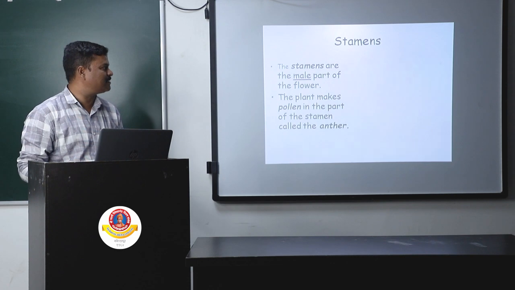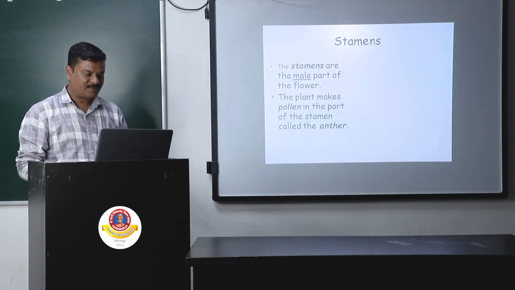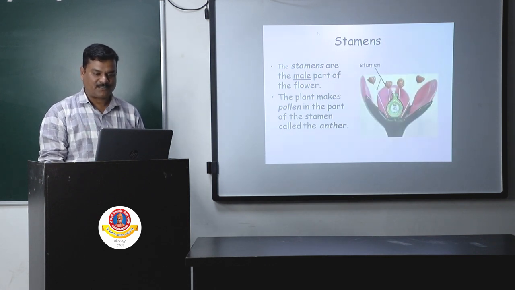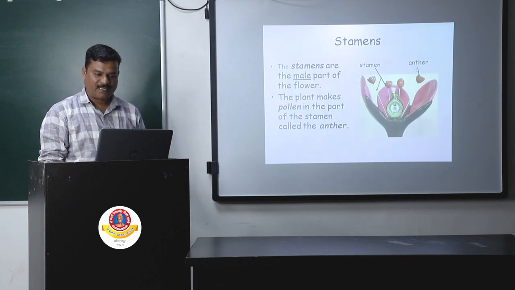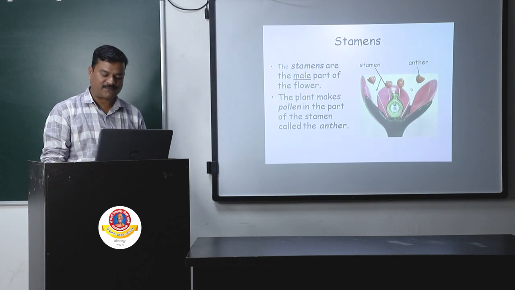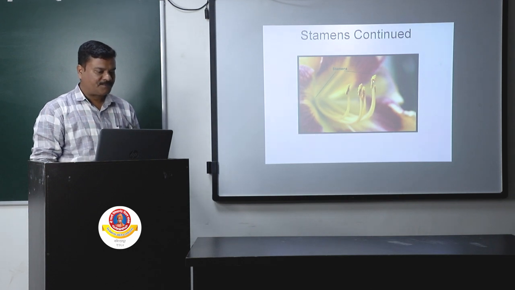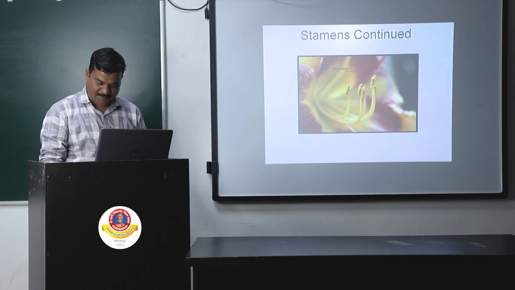So we will see the essential whorl, the first one, which helps the plant in reproduction, that is called stamens. These stamens are the male part of the flower and make pollen in the anther. As you can see here, this is your stamen, which consists of the anther, and in the anther there are pollen grains which get dispersed with the help of wind. Here you can see the yellowish colored powder, that is the pollen present in the anther.